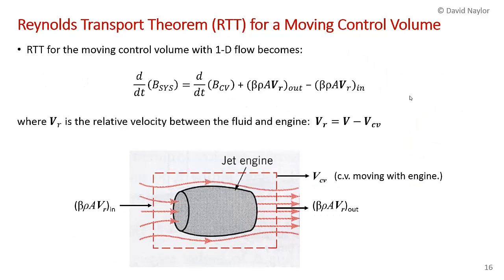So now Reynolds Transport Theorem for a moving control volume with the usual one-dimensional flow assumptions becomes as follows. It's exactly the same equation, except you'll notice that the velocities here are the relative velocities at the inlet and the outlet, where the relative velocity VR is the relative velocity between the fluid and the engine. So you take the absolute velocity minus the control volume velocity.